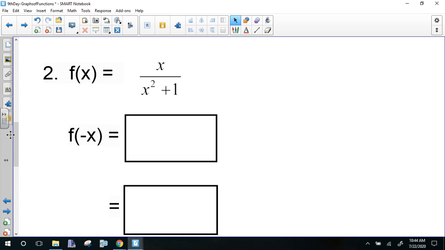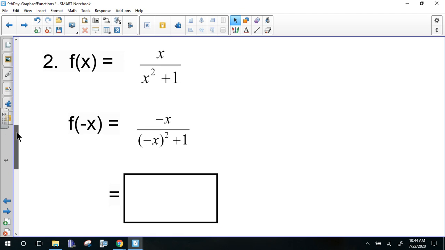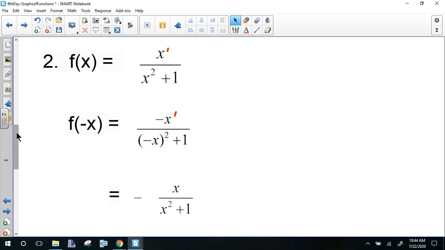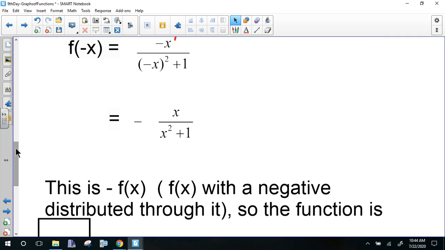Next one, if I plug in a -x wherever there's an x, and I do the simplification, what's the exponent on the x? It's a 1, we just never write it. So if this is a 1 down here, that is an odd number. If it's negative, it's going to stay a negative. Here the exponent is a 2. This is going to become a positive. So we're going to end up with the negative of what we started with. If we end up with the negative of what we start with, that is odd.